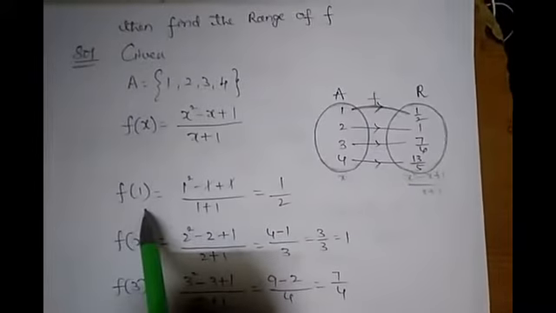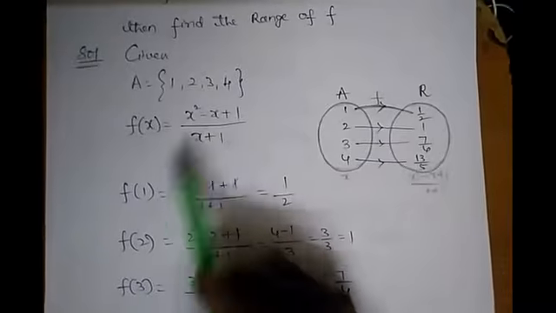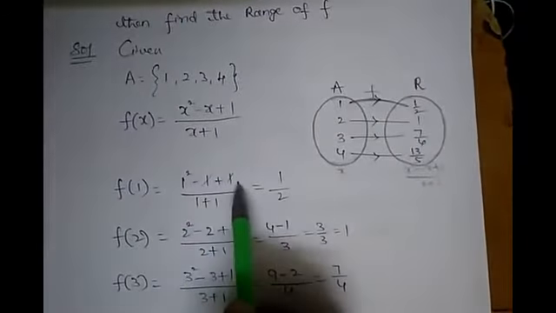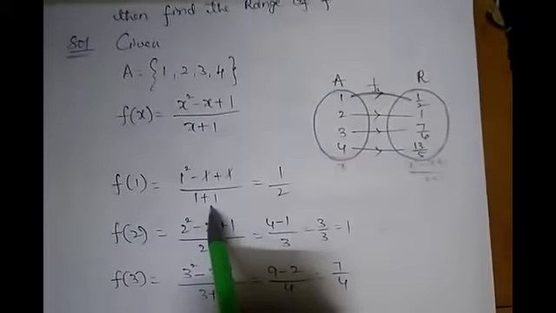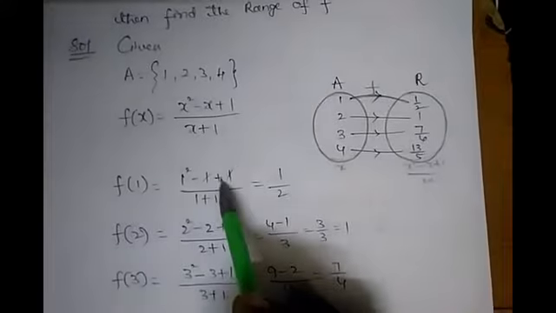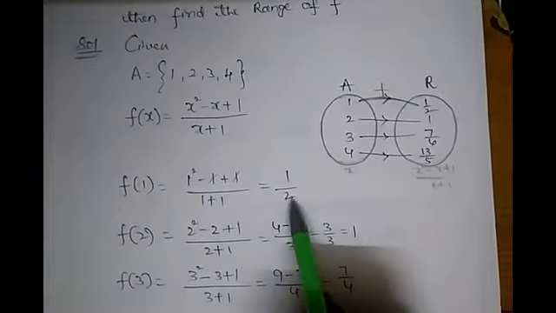f of 1: if x is equal to 1, then substitute the x value on the right side also. 1 square minus 1 plus 1 by 1 plus 1, which is equal to 1 square equal to 1; minus 1 plus 1 cancelled. So 1 by 2, the result is 1 by 2.